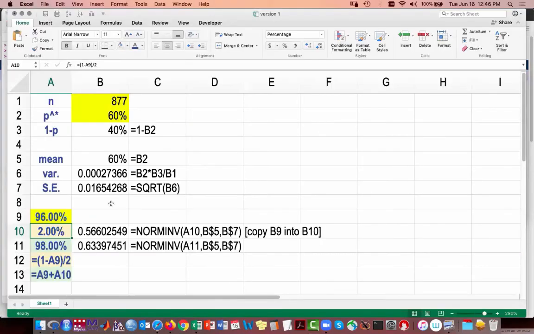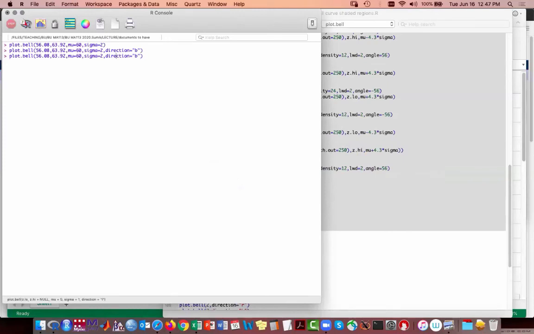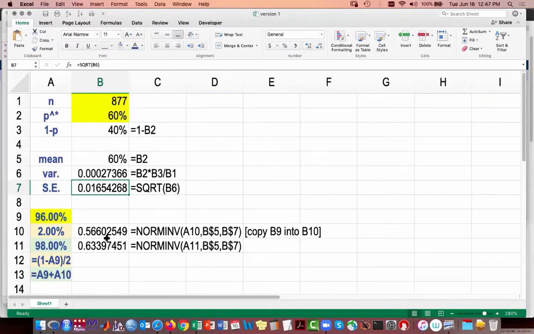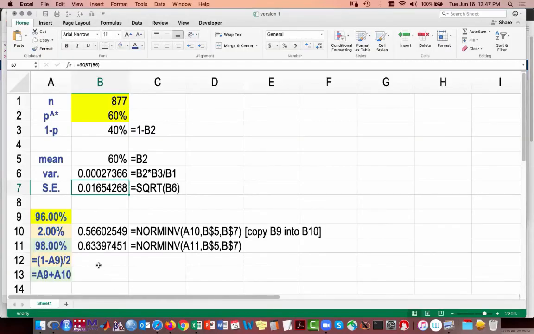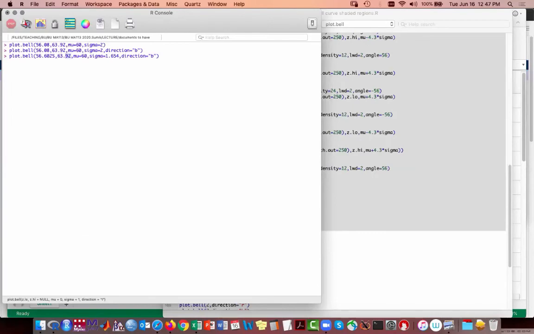So my mean is at 60%. I need a standard deviation, as a percentage, of 1.654. That should work. I want it to go from 56.6025 up to 63.3975. All right, so if I plot this, fingers crossed.